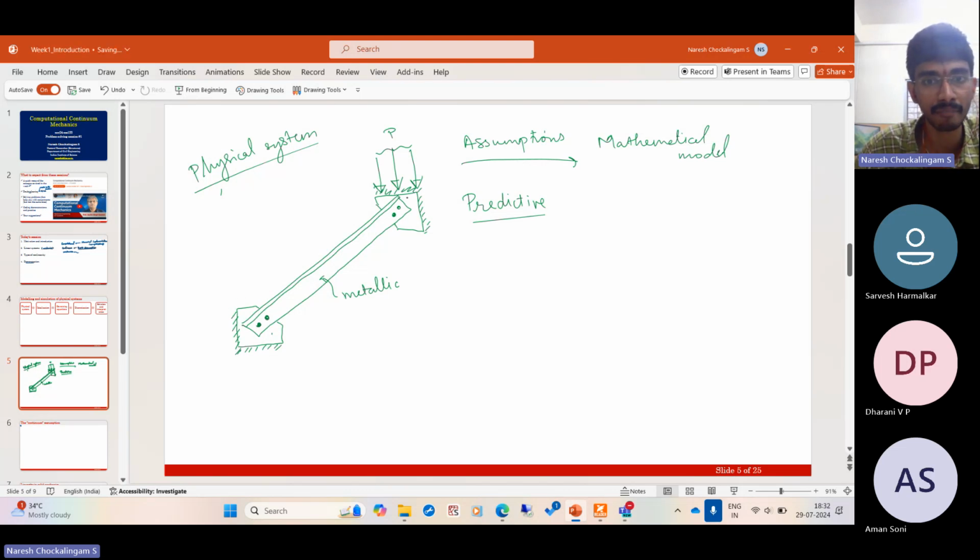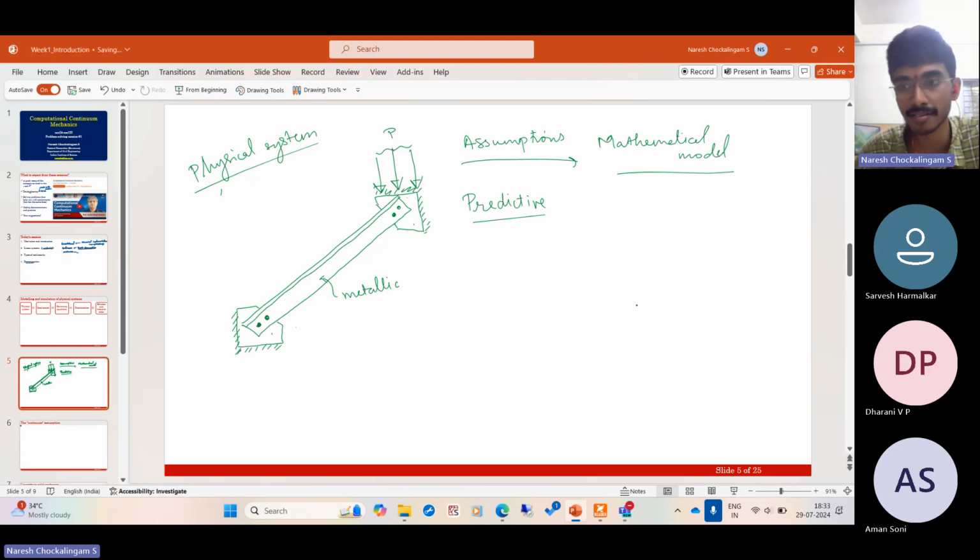It has got two plates. It has got some bolts and holes. So it's a pretty complicated physical system. But in order to be able to do computations, we construct simplified mathematical models.